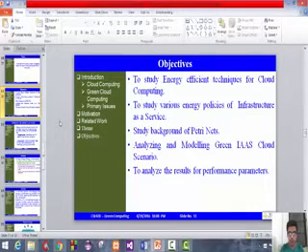The objectives of this paper are to study energy efficient techniques for cloud computing. Second, to study various energy policies of infrastructure as a service. Third, study the background of Petri nets. Fourth, analyzing and modeling a green IaaS cloud scenario. And the fifth is to analyze the results for performance parameters.